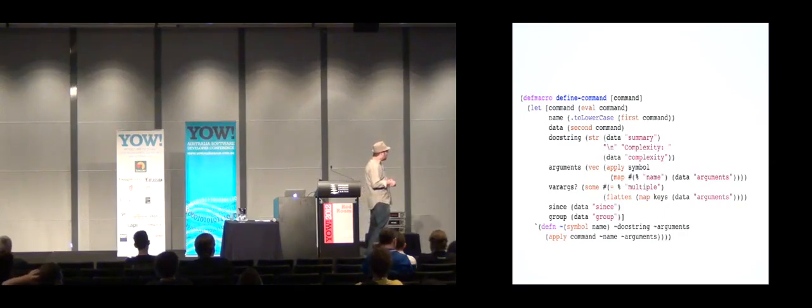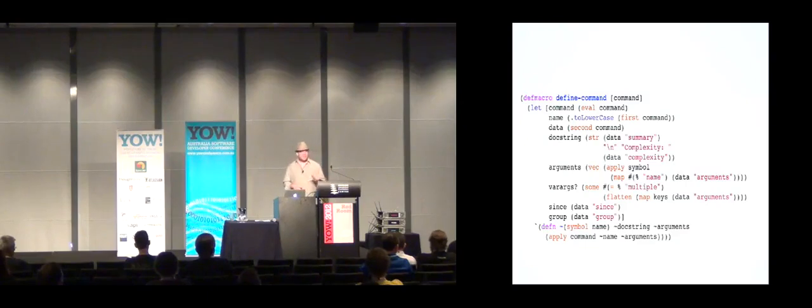But we'll take the same thing we did last time. We'll define a function. We'll call symbol on the name because we need to make sure we have a symbol there. Now we'll feed in the doc string and the arguments, and we'll do the same thing we did last time by applying command to the name of the arguments. Now, we could take this a lot further. I haven't used the varargs yet to figure out what the argument should be. And there's this other metadata, right? Since and group. They're here, they're useful, but we haven't done anything with them yet.